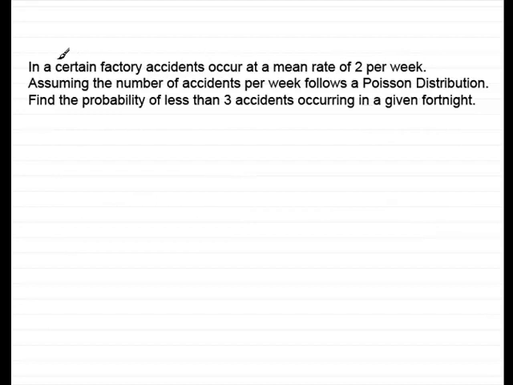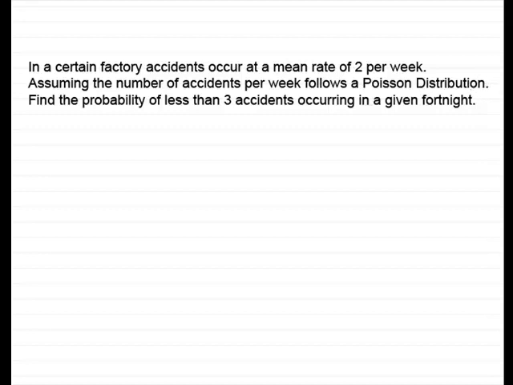Now here we have a typical question, which will demonstrate all these points. In a certain factory, accidents occur at a mean rate of 2 per week. Assuming that the number of accidents per week follows a Poisson distribution, find the probability of less than 3 accidents occurring in a given fortnight.